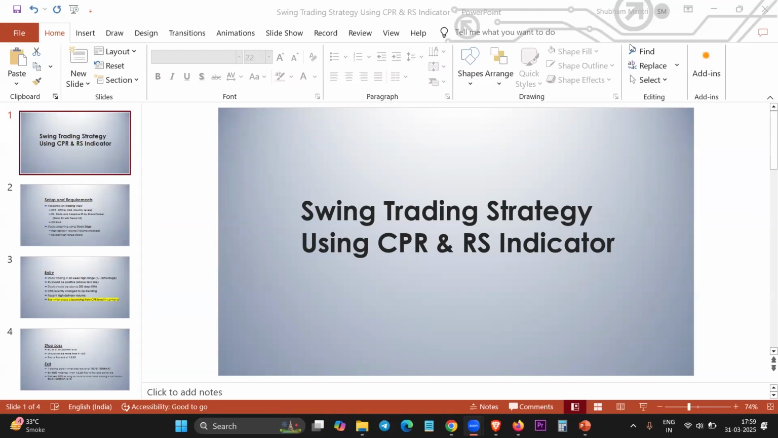In today's video, we will discuss the updated swing trading strategy using CPR and the relative strength indicator. So let's get started. Firstly, we will discuss the setup and requirements.